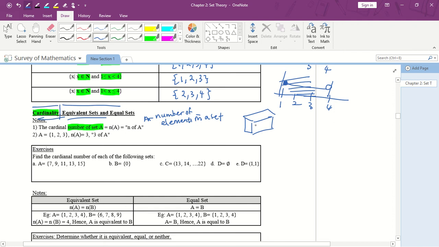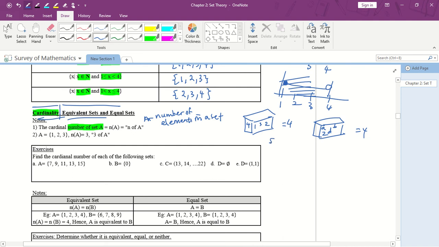Example, here now, I put here 1, I put here 2, and I have another 3 here, and another 4 here. So in the box here, how many numbers do you have? How many elements you have? The answer is 4. Why? Because 1, 2, 3, 4. How about this one? It's a box. And you put here A, B, Z, D. How many elements do you have? 1, 2, 3, 4. The answer is 4.